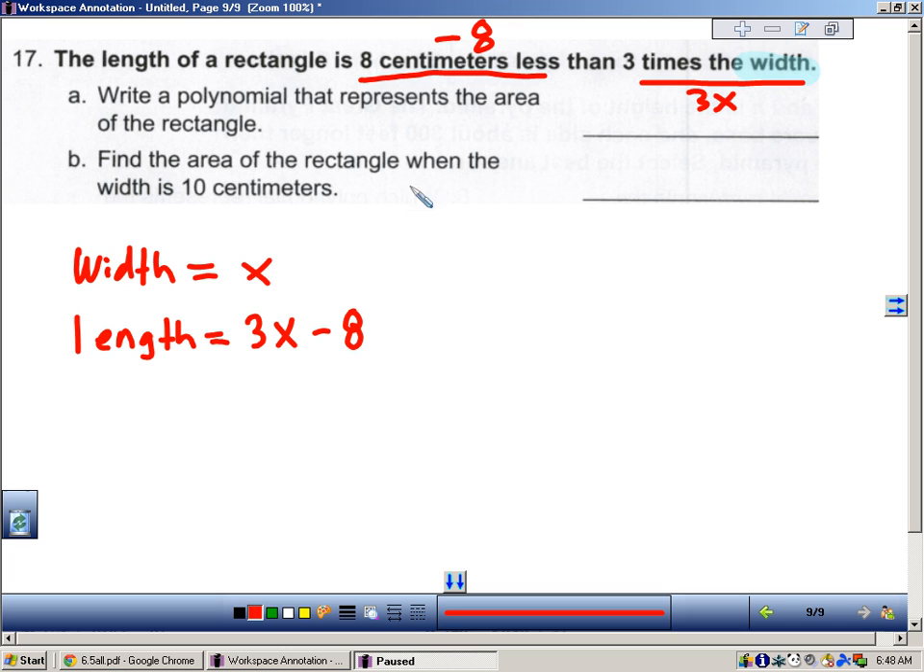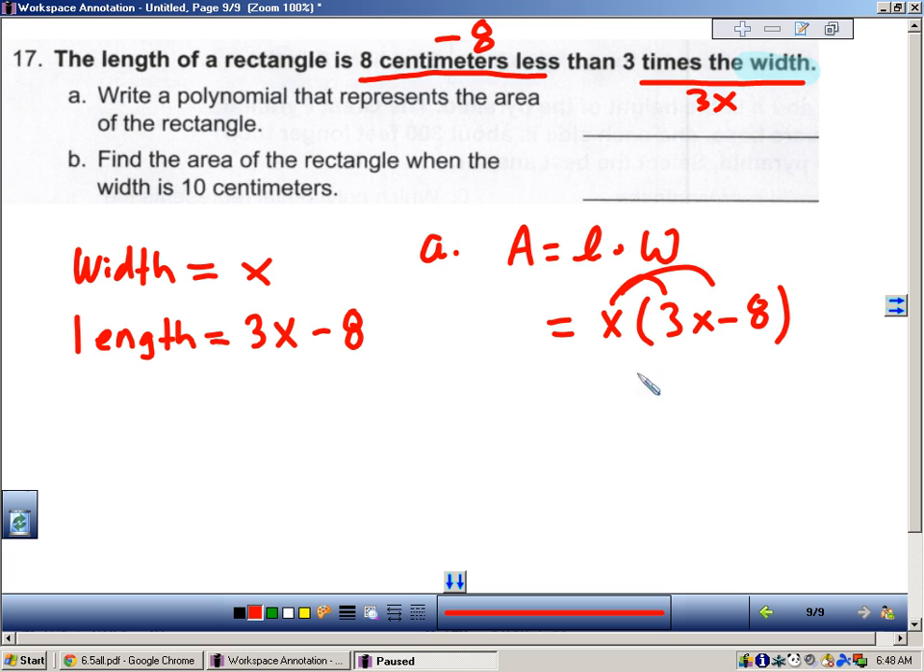Now, write a polynomial that represents the area. Well, the area of a rectangle, for letter A, and so substituting, we get, and I'll switch it around where the width is x. I'll write that first. And so that's the length times the width. Now distribute. There it is. It's a quadratic polynomial that represents the area of the rectangle.